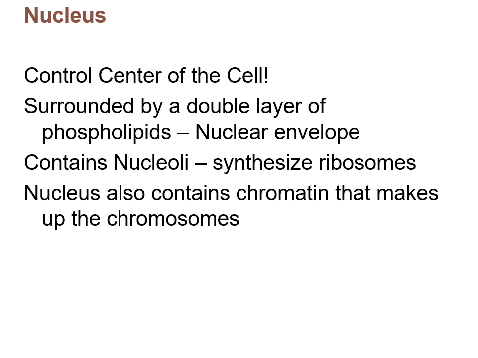Then we have the nucleus, and the nucleus is the control center of the cell. It's in the middle. It's surrounded by a double layer of phospholipids. Since it's a double bilayer, they call this the nuclear envelope. And it contains nucleoli inside the nucleus. This is where ribosomes are synthesized. The nucleus also contains the chromatin material that makes up the chromosomes. That's where the DNA is that contains all of our genetic makeup. So this ends our discussion of Chapter 3.